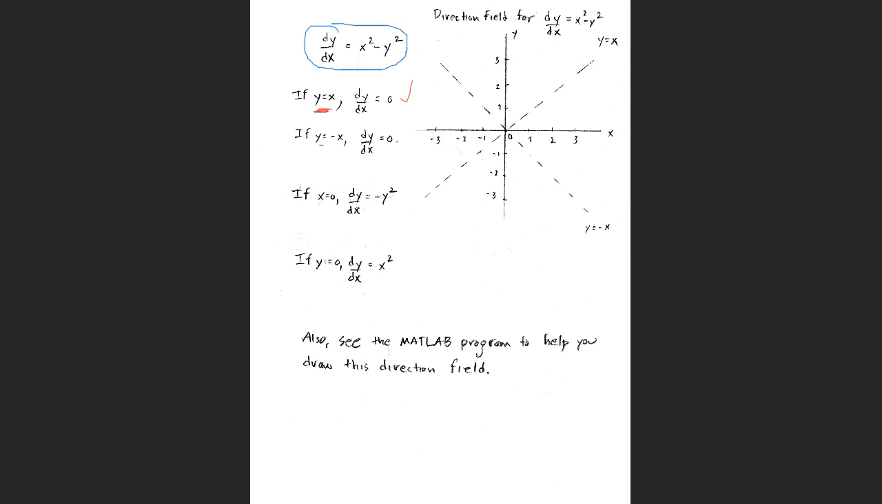Because if you just substitute x in for y, you're going to get dy dx equals x squared minus x squared. So dy dx equals 0. Similarly, if y equals negative x, dy dx will equal 0. And I'm going to give you a chance to copy this all down because we need to draw the direction field. We don't have it drawn yet.